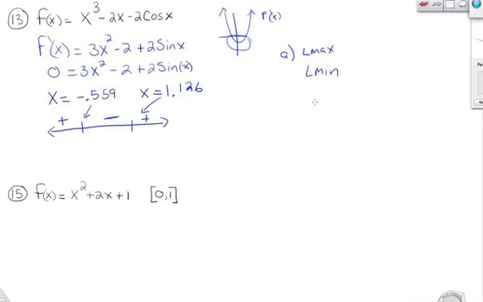And that's pretty much the end of that question. We already know the increasing and decreasing intervals based on the sign chart. So I'll let you finish that.